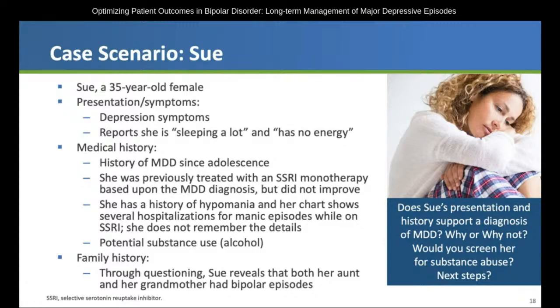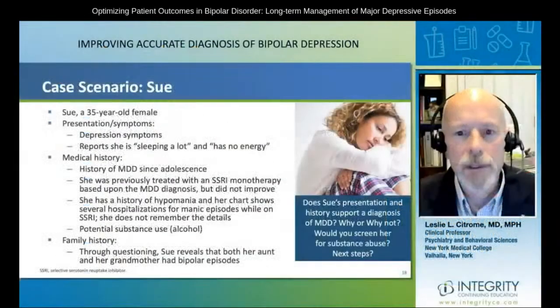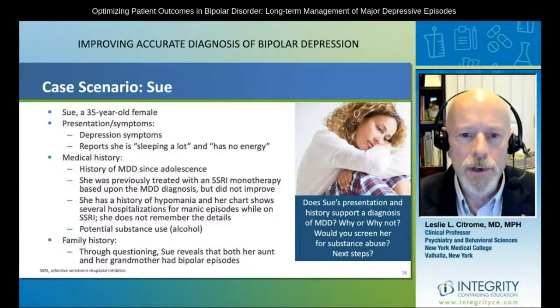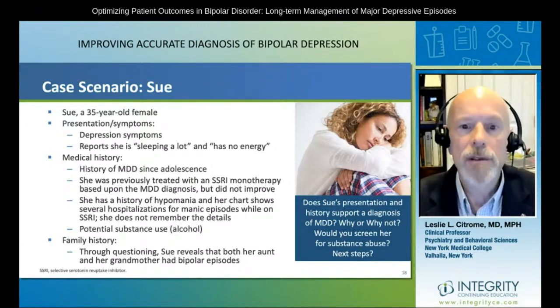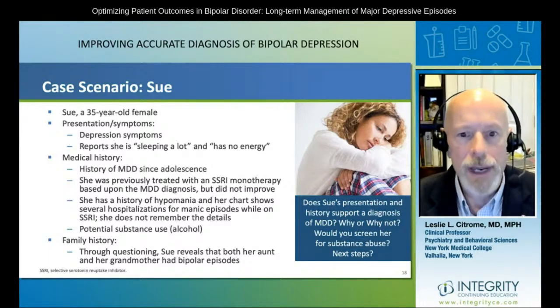Well, we find out that she has a history of MDD since adolescence. Well, okay, an adolescent can certainly have a major depressive disorder, but early onset of a mood disorder is reminiscent of bipolarity. Make us think more about that. In addition, she was previously treated with an SSRI monotherapy based on the MDD diagnosis, but didn't improve. When someone doesn't improve for a diagnosis that you make and treat accordingly, one of the things I think about, in addition to non-adherence, is maybe I made the wrong diagnosis.